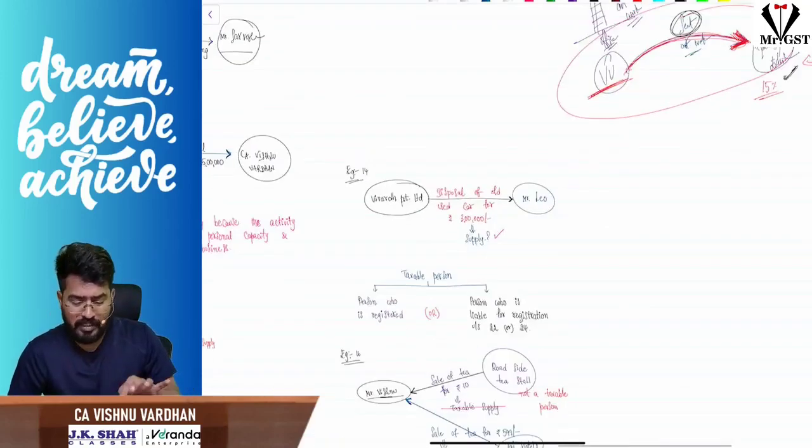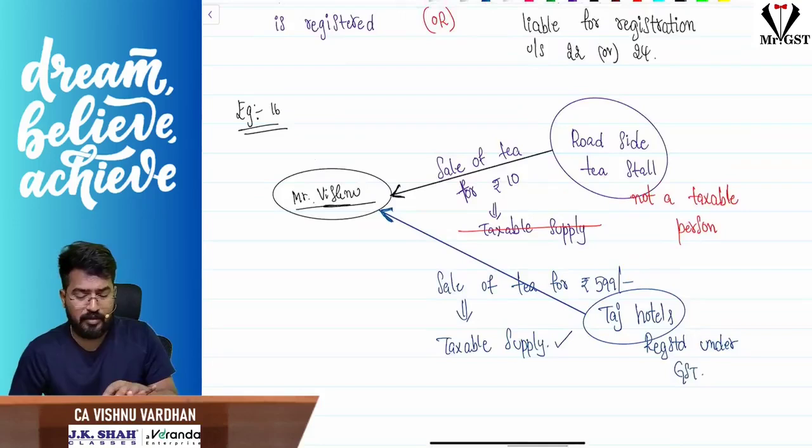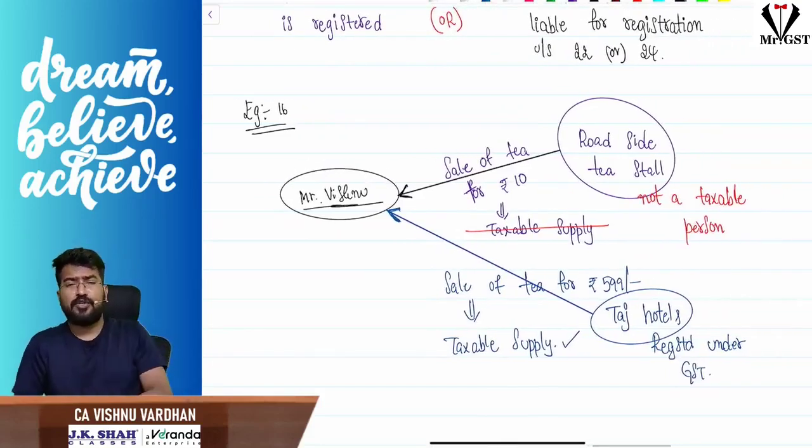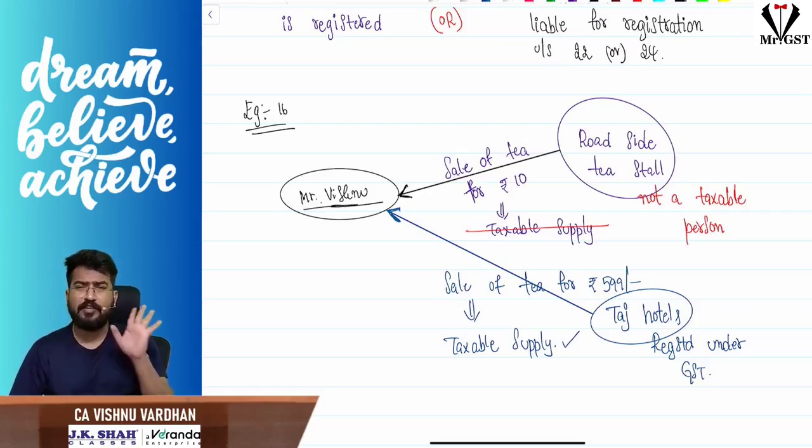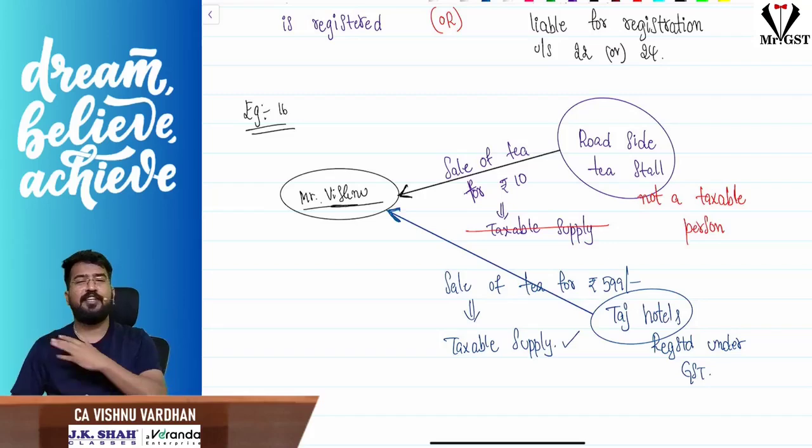Okay, so now please understand here. For example, you're going to Taj Hotel and having a cup of tea or coffee. Will they charge GST? Yes. You're going to a roadside tea stall. Same tea, same tea powder also. Only difference will be the way they wash the vessels. That might be different. Apart from that, everything, the taste, the color, the flavor, the aroma, everything is the same. So why are they not charging GST?